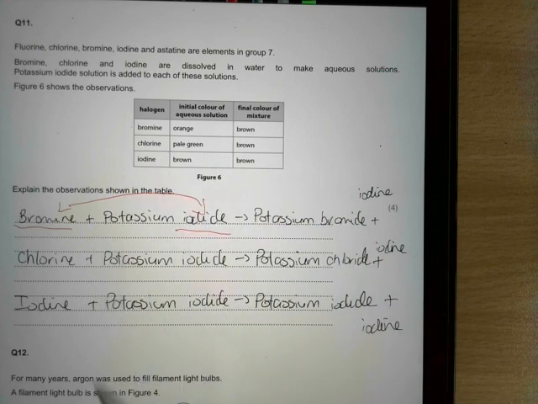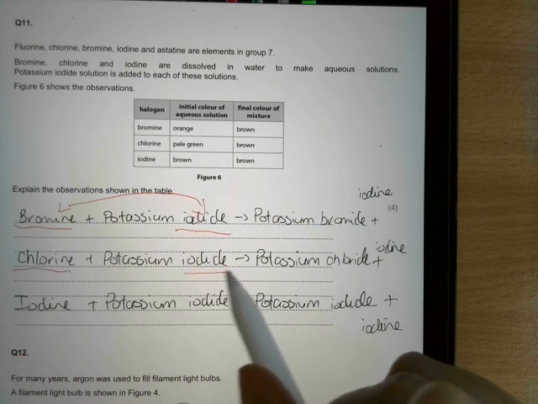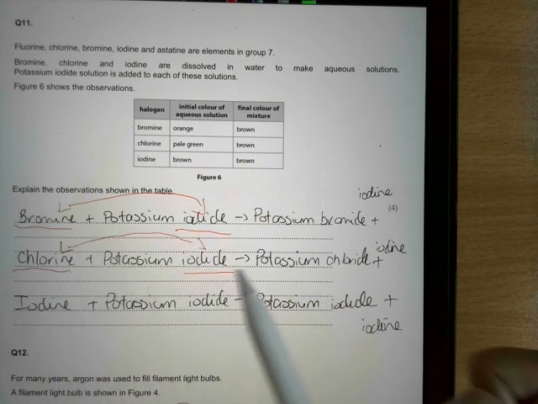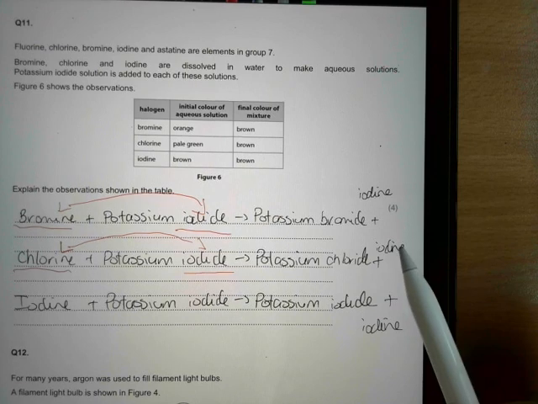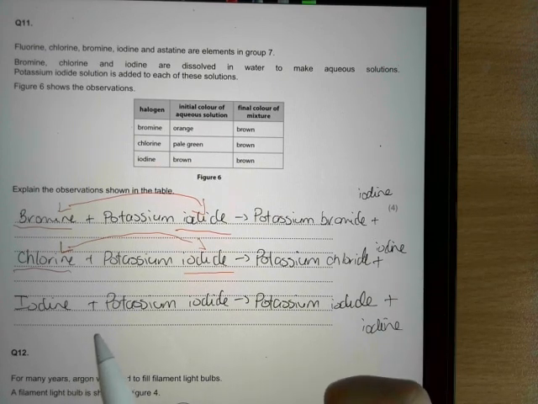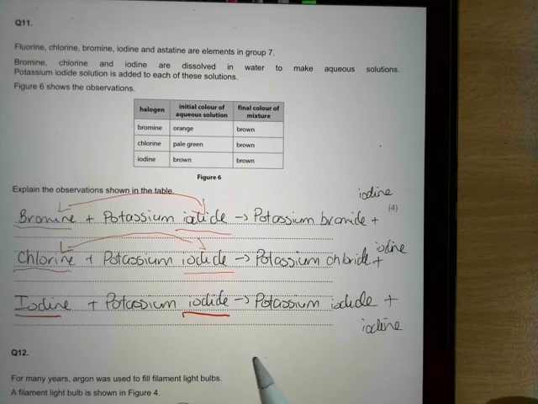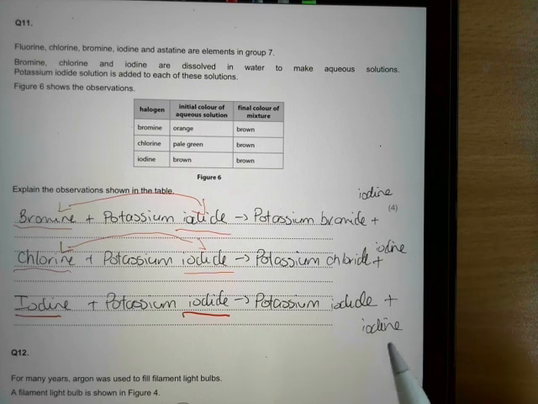The second one, you'll say the same thing. Chlorine is more reactive than iodine, therefore chlorine can displace iodine. Iodine is again formed, iodine is brown. And the last reaction, iodine cannot displace itself, so the colour just remains brown. So you're not required to give these equations, you're required to comment on why these reactions are taking place in terms of the reactivity of the halogens.